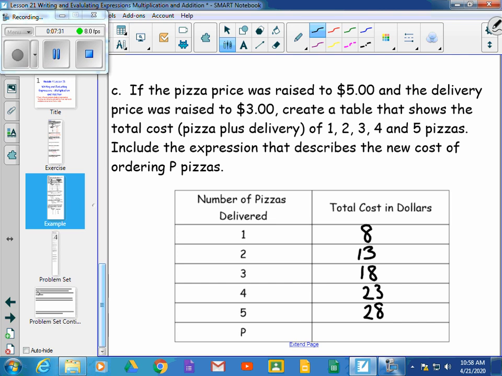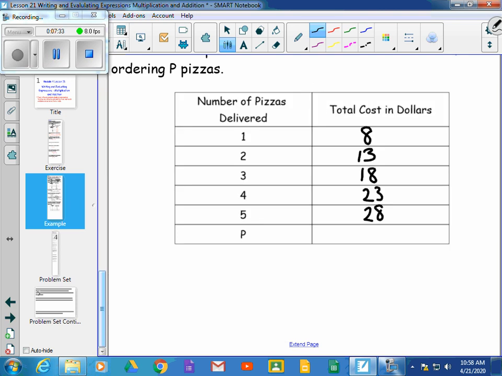Finally, our expression, what we did every time is we multiplied the number of pizzas, so that would mean 5 times P, if P is the number of pizzas, and then we added 3 on for the delivery charge every time.